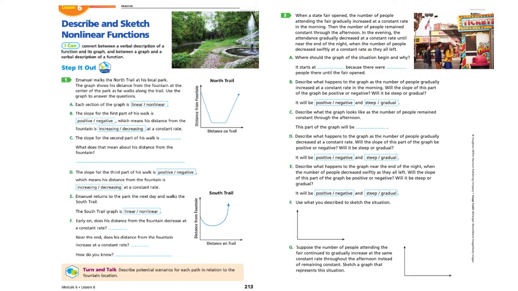So A, where should the graph of the situation begin and why? Is it going to start at 0? Is it going to start somewhere above 0?